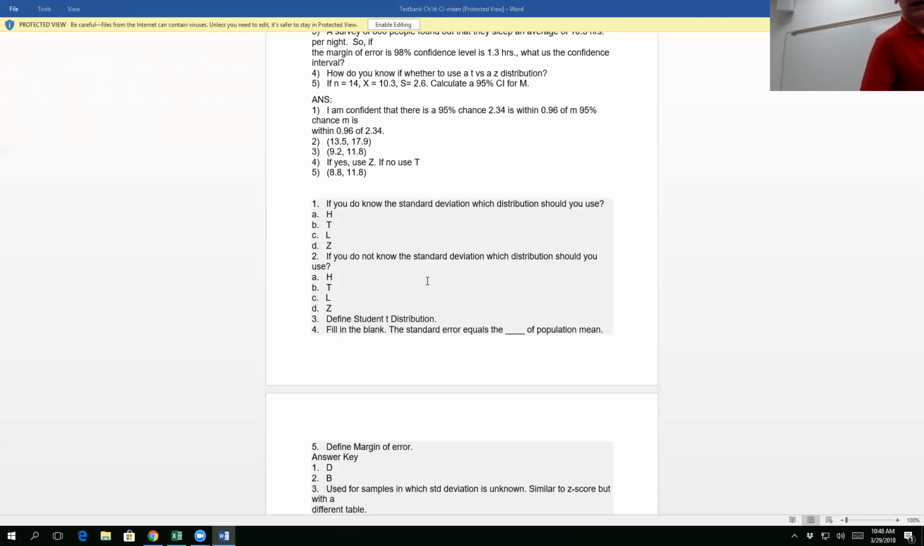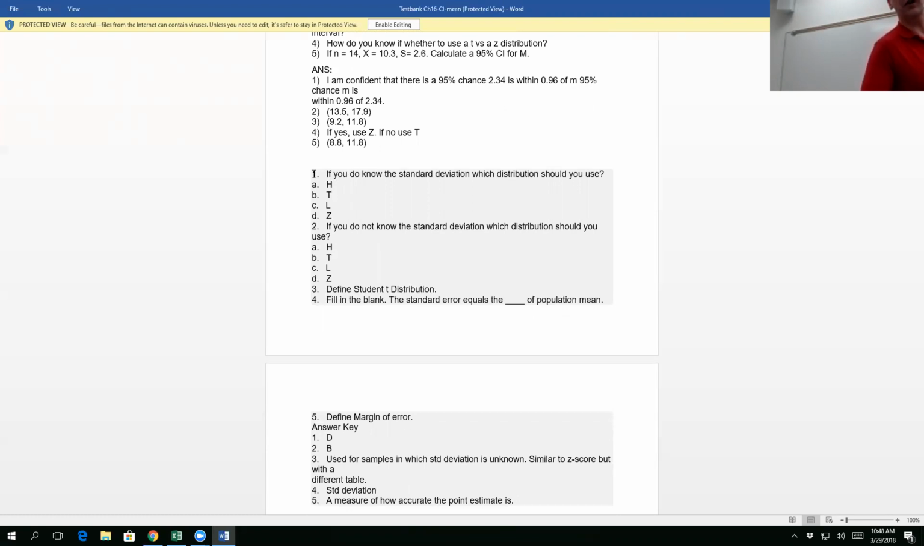Okay. How about this one? This is a good one here. If you do know the standard deviation, which distribution should you use? H, T, L, or Z? What is the H and the L? Never heard of those. I hope nobody ever picks those.